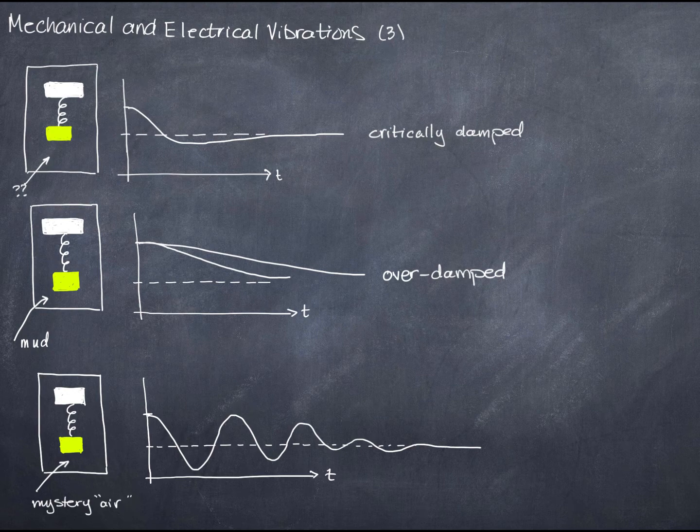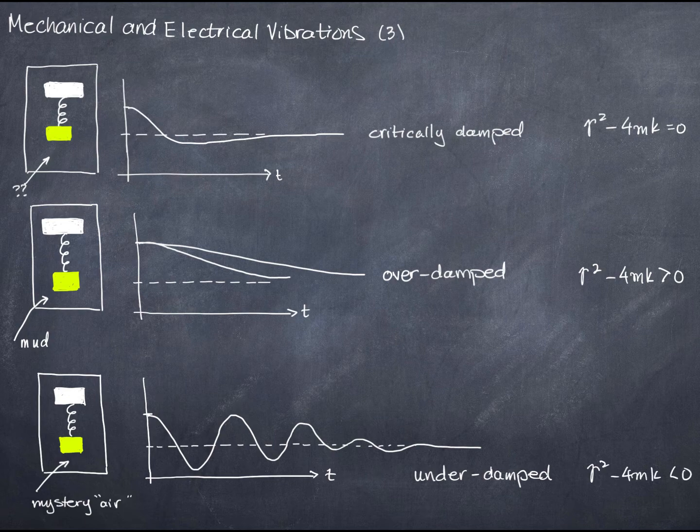Now, remember that the critically damped situation was where we had gamma squared minus 4mk equal to 0. This one's underdamped. The overdamped scenario was where gamma squared minus 4mk was greater than 0. And here, gamma squared minus 4mk is less than 0.